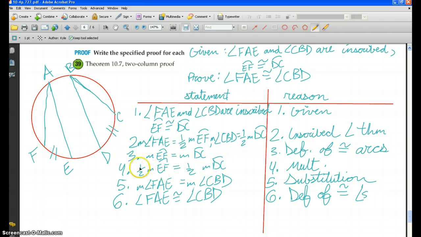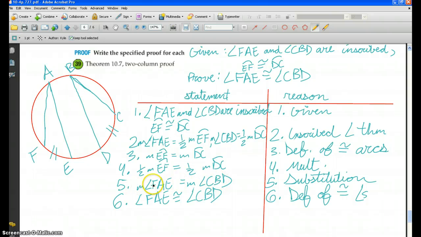So what can we substitute in for 1/2 measure of arc EF? Well, back in step 2, half the measure of arc EF is equal to the measure of angle FAE. So we're going to substitute the measure of angle FAE in place of this side, and we get this side. Half of the measure of arc DC, we know that that's equal to the measure of angle CBD. So we're going to substitute the measure of angle CBD in place of this side, and we get this.